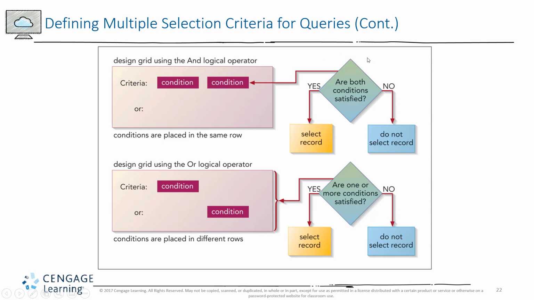So if you look over here to the right, when I'm matching it, like if I'm out at Amazon, it's going to go through everything and it's looking for everything that's Converse shoes, and they're purple. So it has to meet both conditions. Are they satisfied? Yes, then it selects the record. If it's not, it doesn't select the record and it doesn't show up in our list. So that's AND. The next one is design grid using the OR logical operator.